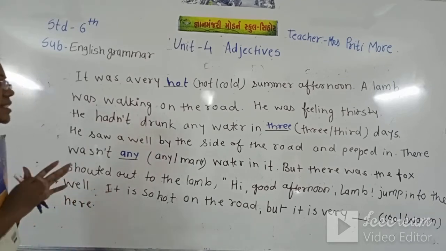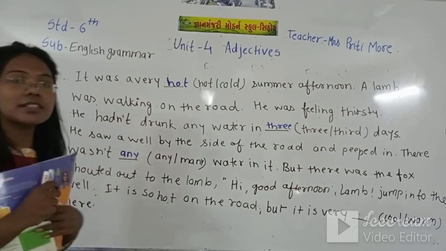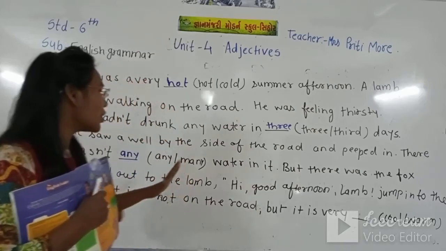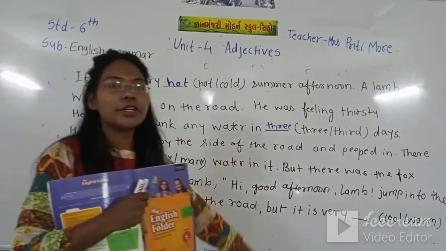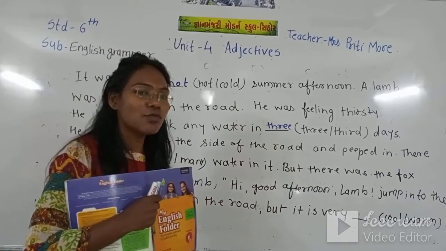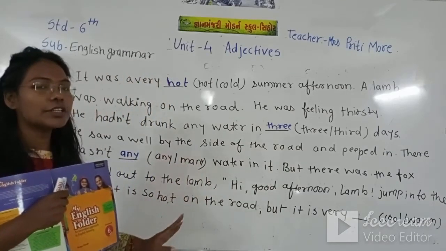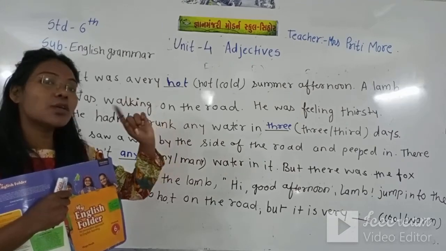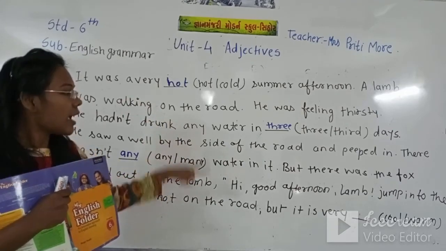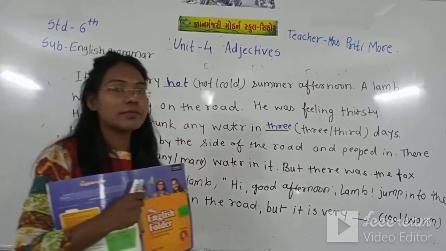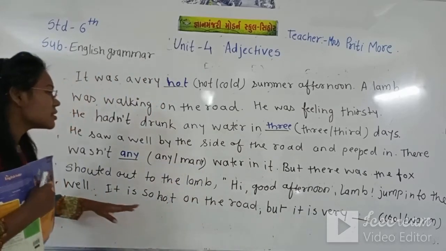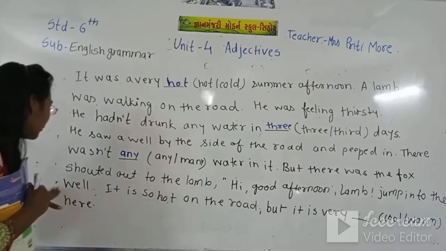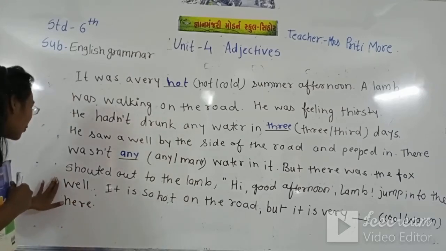Now, what is the fox saying there? There was one fox in the well. Water was not there in the well, but the fox was there, and the lamb went to the well to get water. But there was no water in the well. The fox was inside the well, and the fox was saying to the lamb, "Hi lamb, good afternoon. Jump into the well." Fox क्या बोल रहे हैं लैम्ब को?